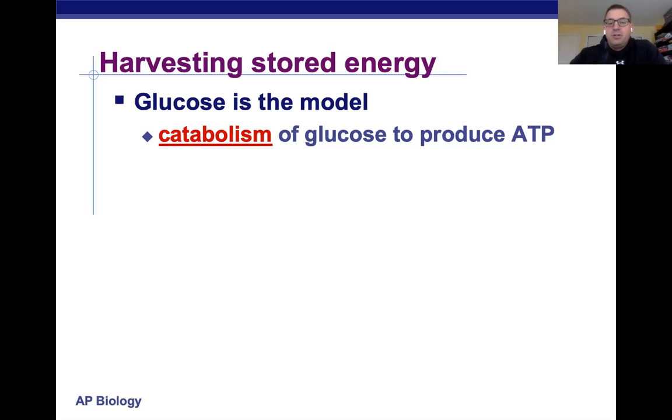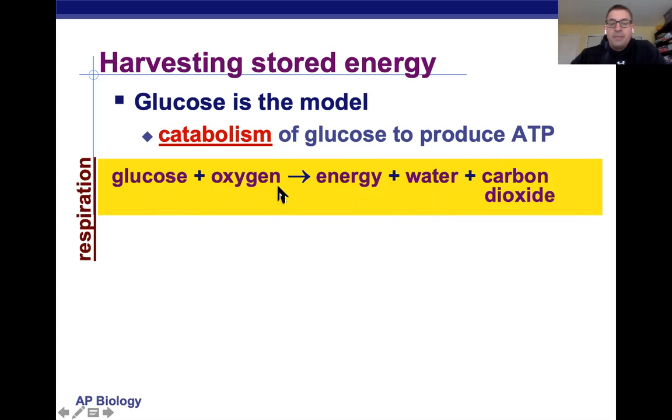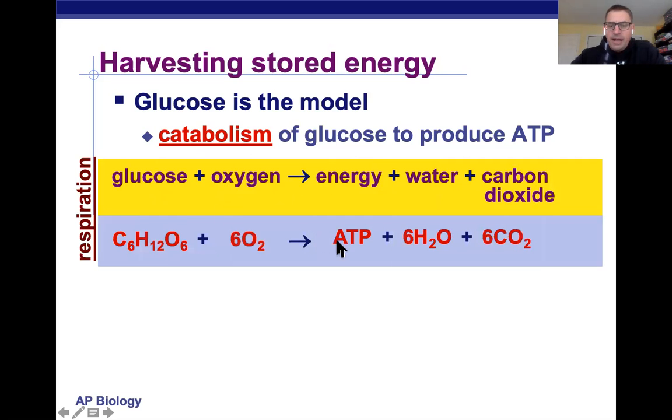So we're going to break down glucose. It's going to be catabolized in order to produce ATP. Here is our equation for cellular respiration. We're going to take glucose and oxygen, and break it down into water and carbon dioxide plus energy that gets released. That energy is in the form of ATP, although there is some heat energy generated also that is just lost, that is not used for doing any work.